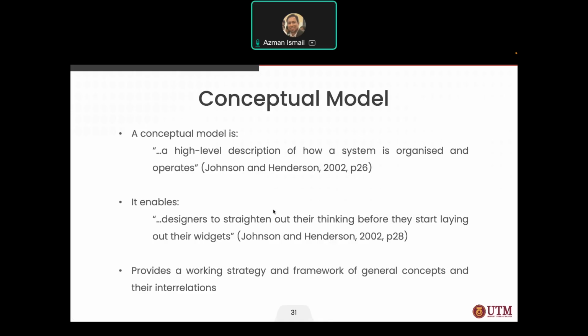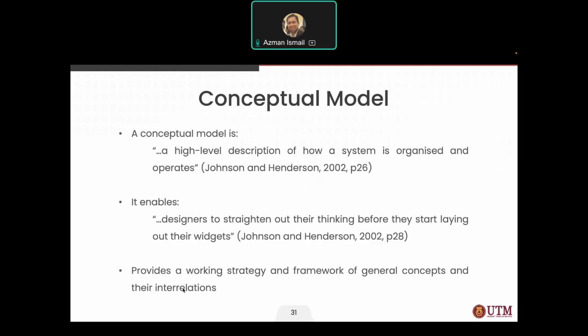If the user expects A and the system does B, it means confusion. By definition, a conceptual model is a high-level description of how a system is organized and operates. It enables designers to straighten out their thinking before they start laying out their widgets. The widget means the application, the prototype, and many others. A conceptual model provides a working strategy and framework of general concepts and their interrelations.